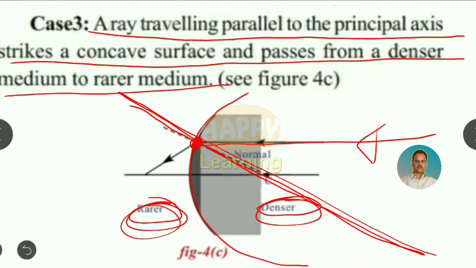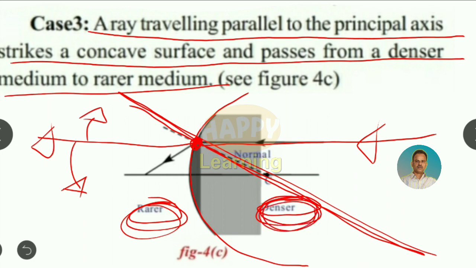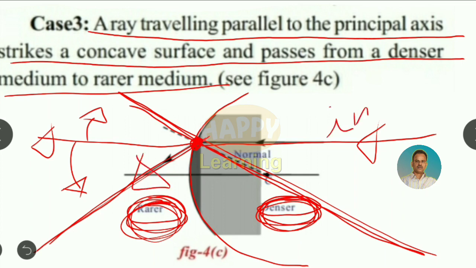Okay. So, if the ray is undeviated, it should take this path. If it moves in this direction, it is said to be bent towards the normal. If it moves in this direction, it is said to be bent away from the normal. As it is the case of denser to rarer, it bends away from the normal. This is the incident ray and this is the refracted ray. Okay, right.